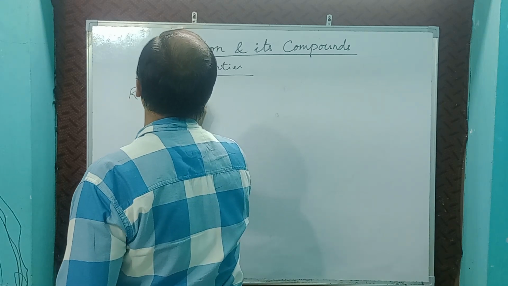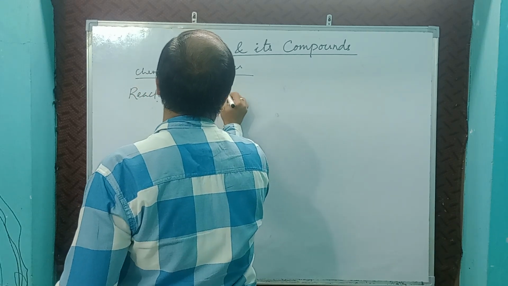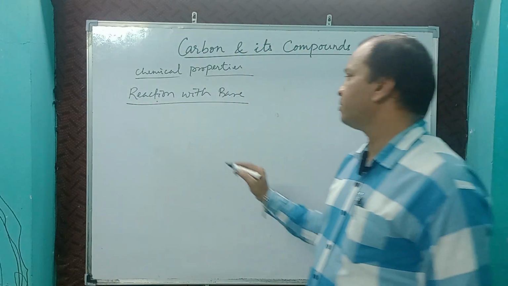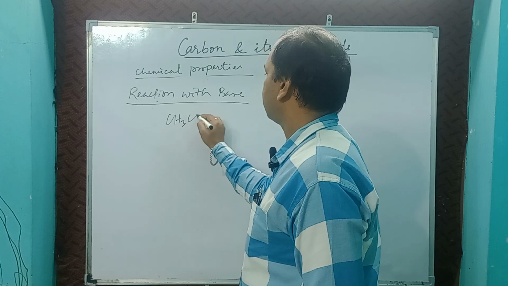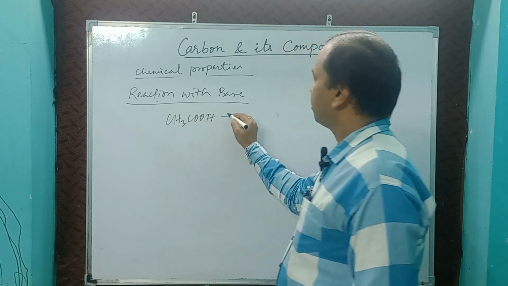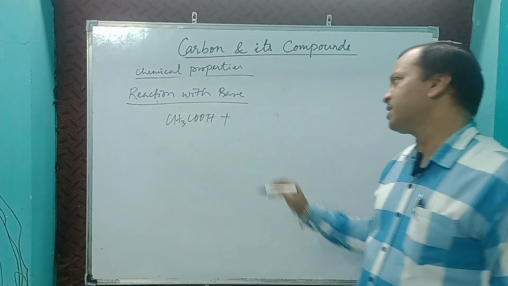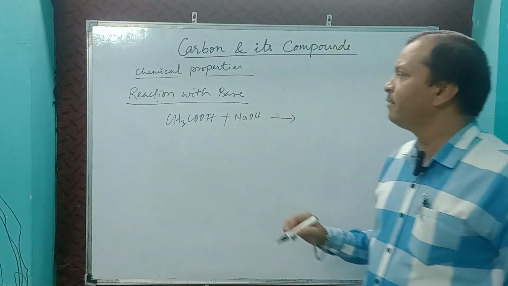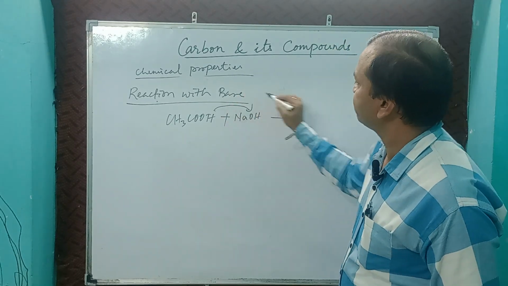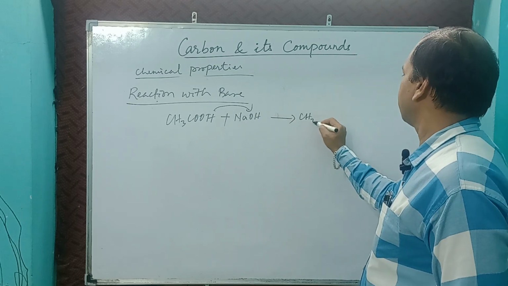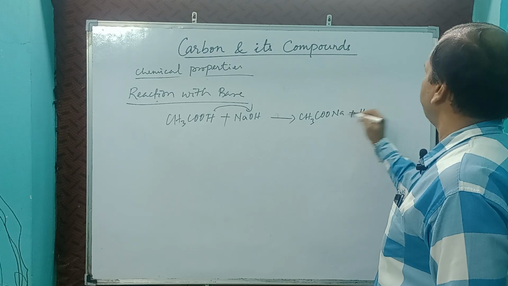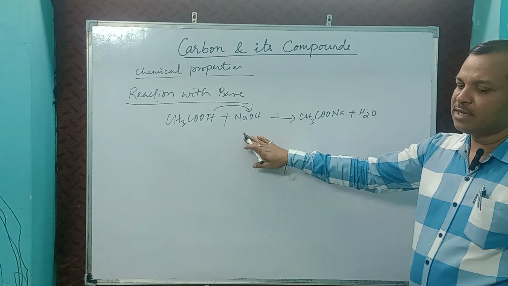Next one is reaction with base. Same reaction will occur: CH3COOH plus NaOH. Base means NaOH. What will we get? H will be displaced from here, and we get CH3COONa plus H2O. This is the reaction with base.